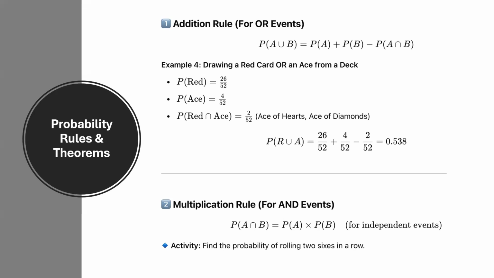So now let's put all those values in the formula that we have, the addition rule. P of happening either A or B. Here in this case, A is drawing a red card, B is getting an ace from the deck. So P of A, or P of red, is 26 divided by 52. P of ace is 4 divided by 52. Minus P of red intersection ace, that is nothing but 2 divided by 52. The final answer is 0.538.